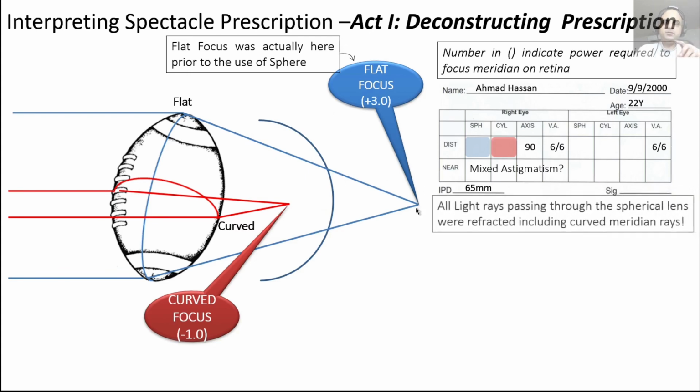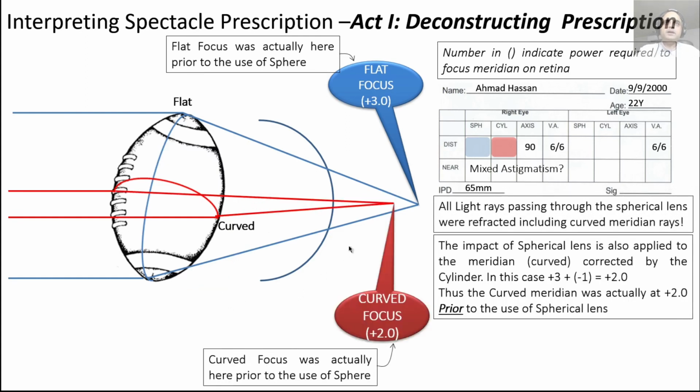So originally this focus was behind the retina. The +3 lens was adding power to this. This is just part of the story, because when we talk about spheres, all light rays passing through the spherical lens were refracted, including in the curved meridian. So not only is this going to feel the effect of +3, so is this meridian going to feel the effect of +3. So where is this going to go? It's very simple. Simply add +3 to this focus, which is -1. So -1 plus 3 is +2. So this is where the original focus was in this patient.